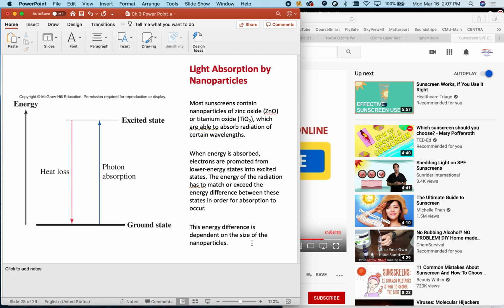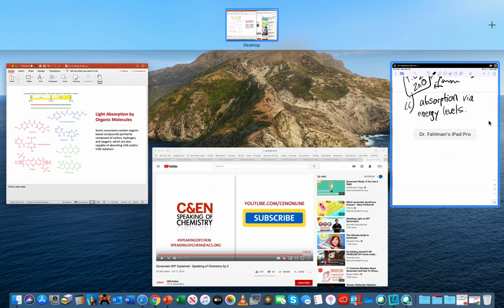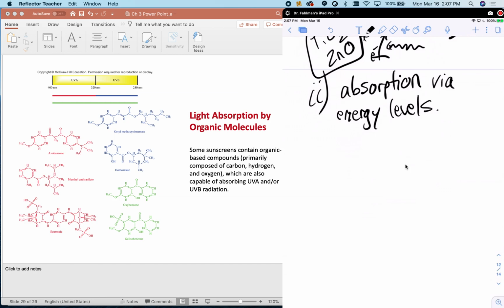All right, so I think that is it as far as sunscreens and, I guess, the difference between sunblock and sunscreens, is one last item here.